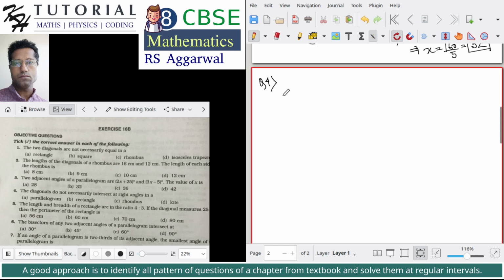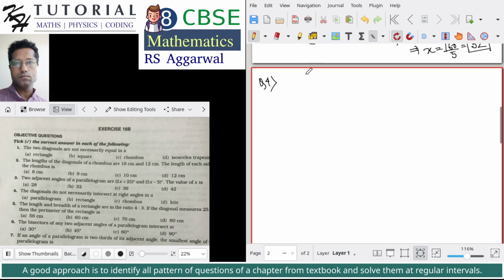Now, in a rhombus, the diagonals intersect at right angles. In a kite, also the diagonals intersect at right angles. In a rectangle, the diagonals do not intersect at right angles. And also in a parallelogram, the diagonals do not intersect at right angles. So the choices should be A and B.